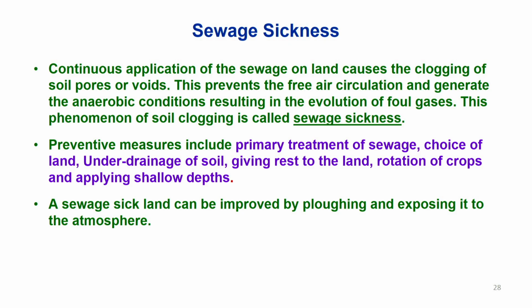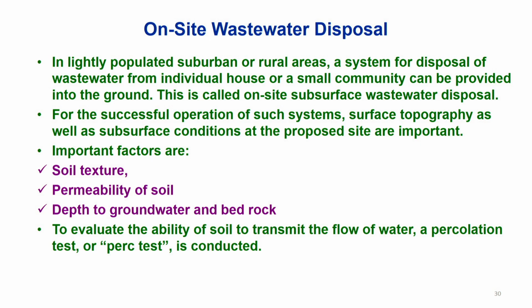First, the land should have pervious soil so that some water is percolated. A proper underdrainage system has to be provided, giving rest to the land. After applying sewage, we should not repeatedly apply sewage on the land, and there should be rotation of crops and application at shallow depths. If the land is already sewage sick, then we can improve it by plowing and exposing it to the atmosphere for some period.